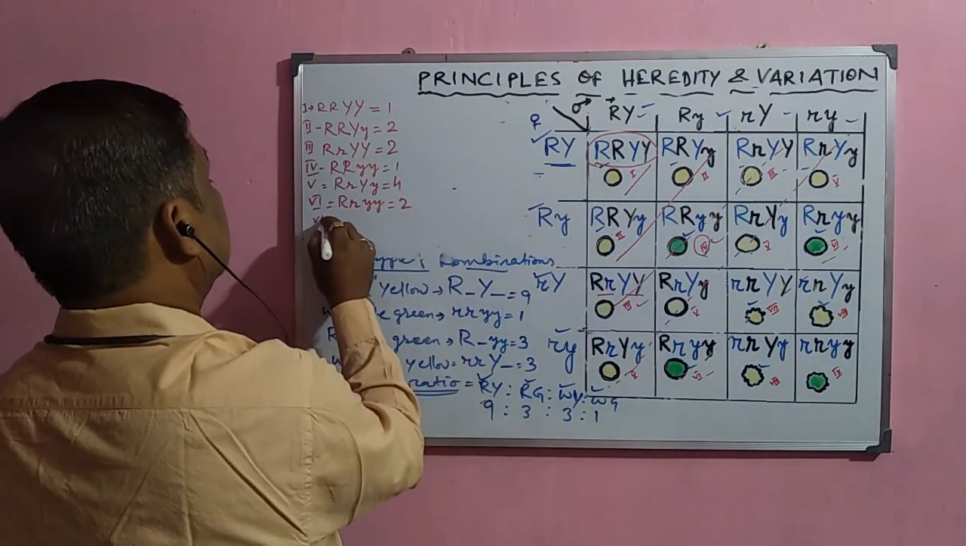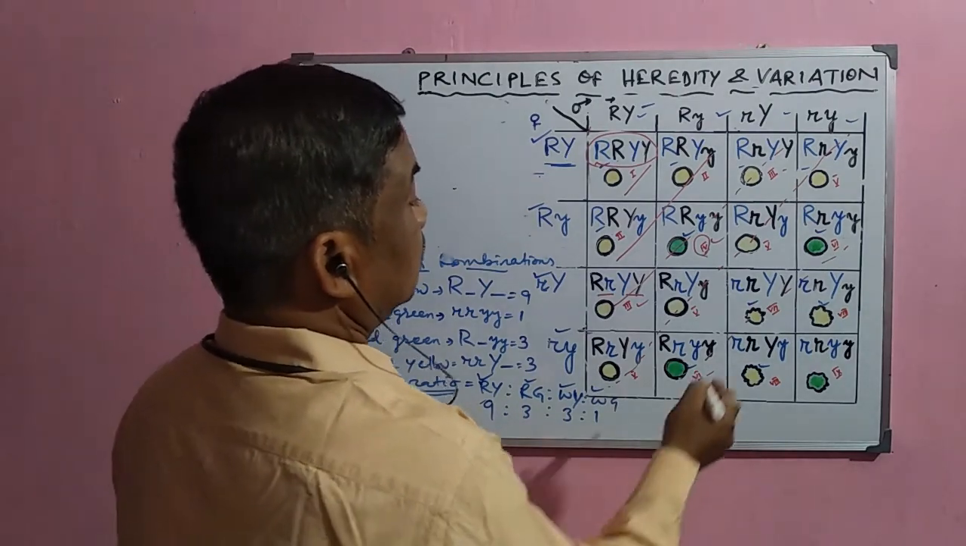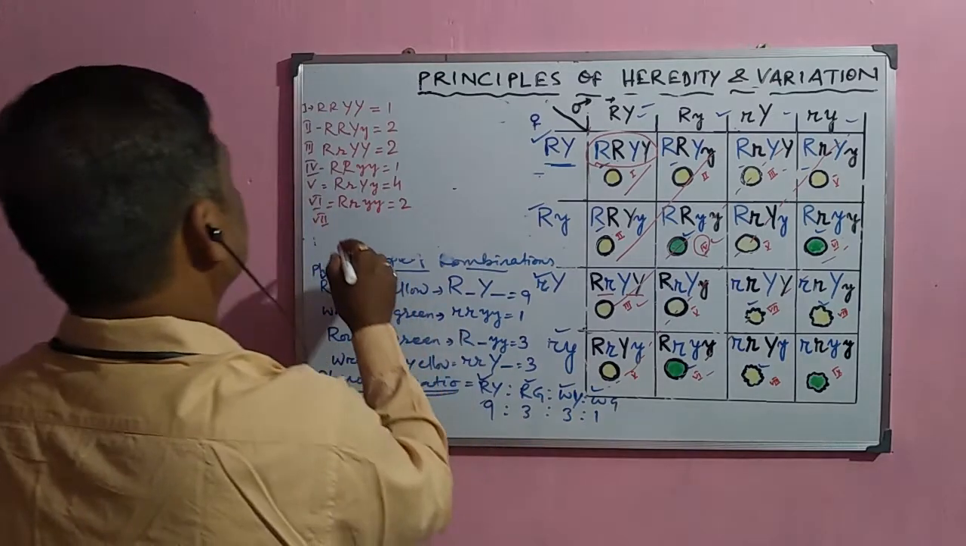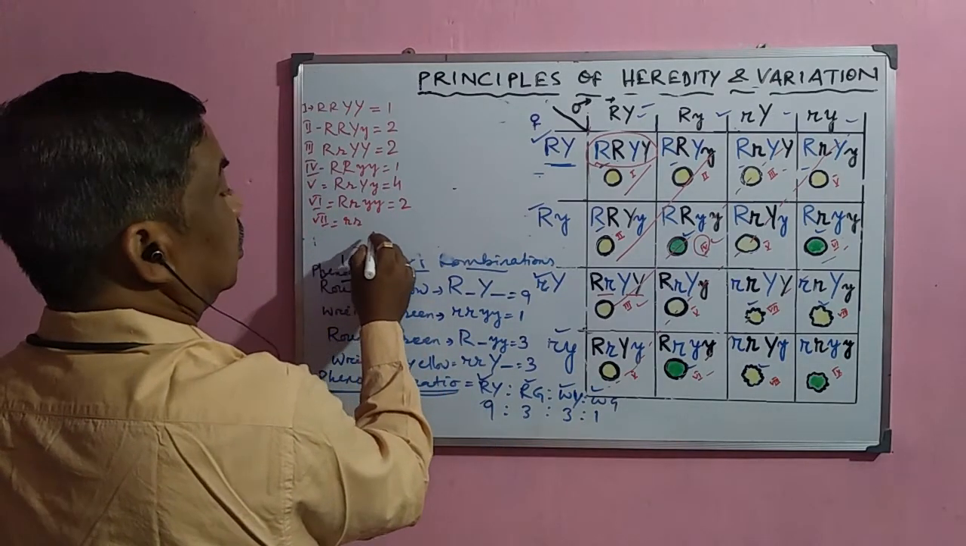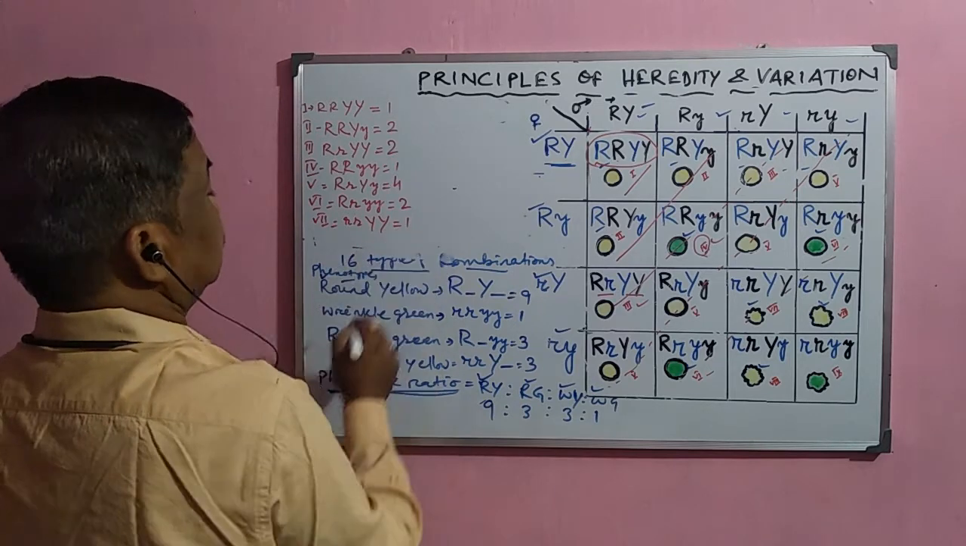Now the seventh one. What is the seventh genotype here? Look at here. This is small r, capital Y. So this is only one.